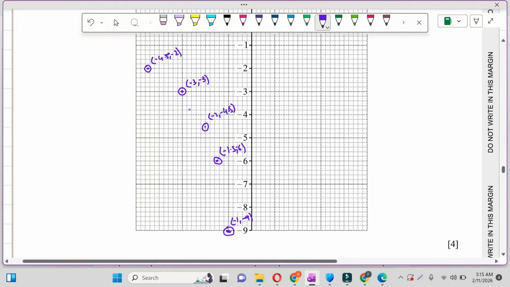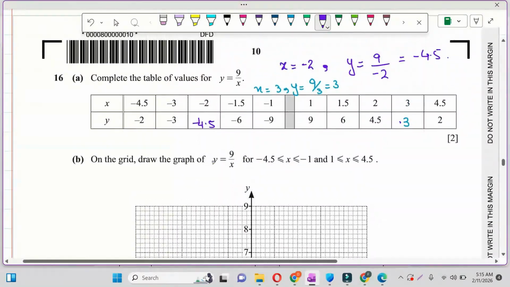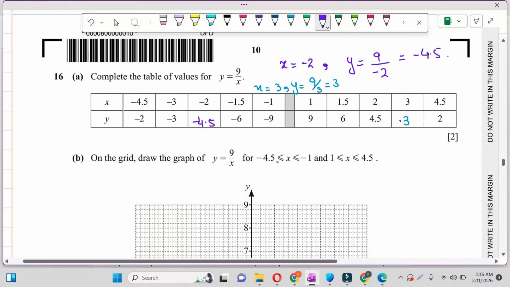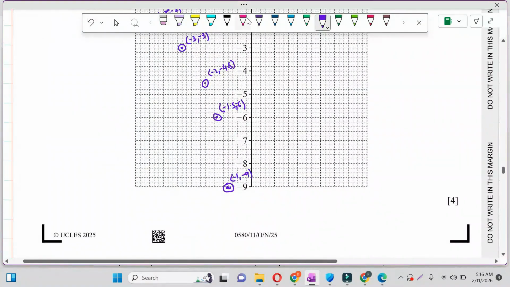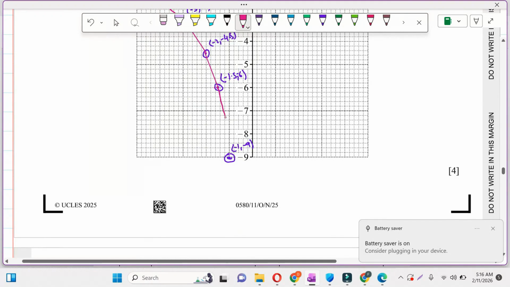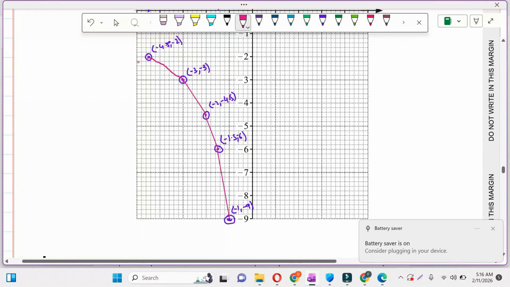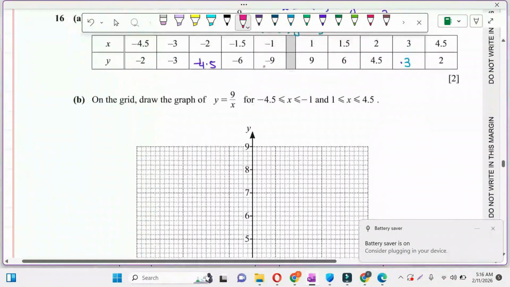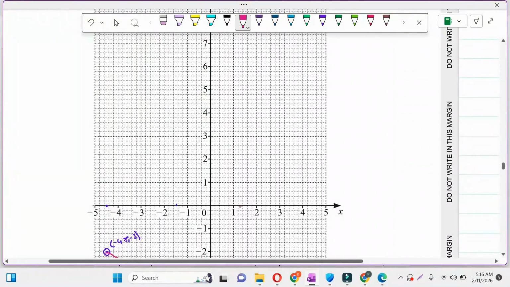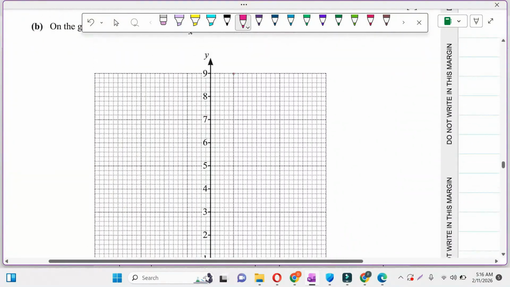When we join these values, we get the graph of y equals 9 over x when x is less than or equal to negative 1 and greater than or equal to negative 4.5. So joining these points, okay, we have this graph. Now for the positive values of x, when x is less than or equal to 4.5 and greater than or equal to 1, when we have the x coordinate 1, the y coordinate is 9, this point.